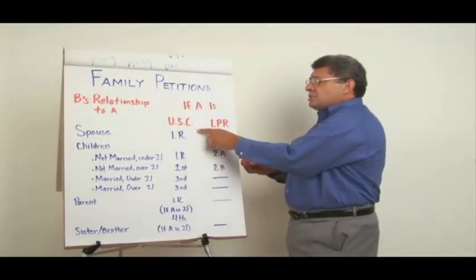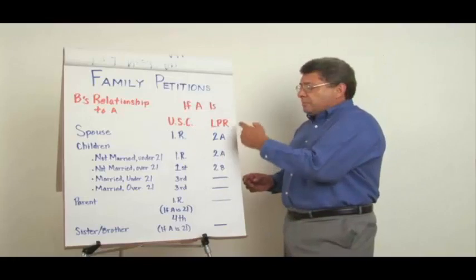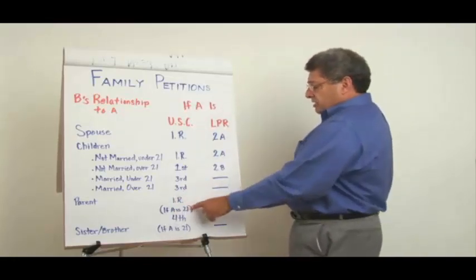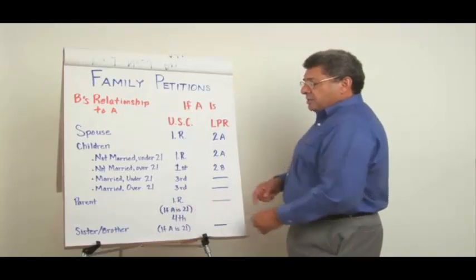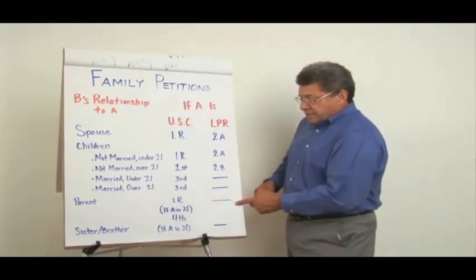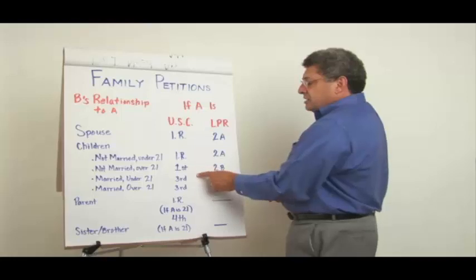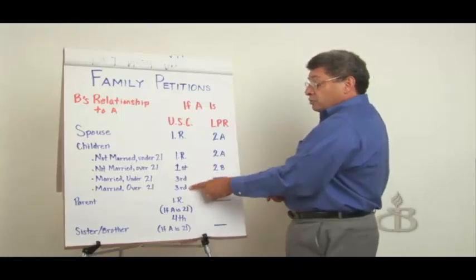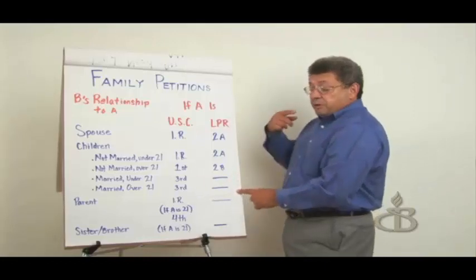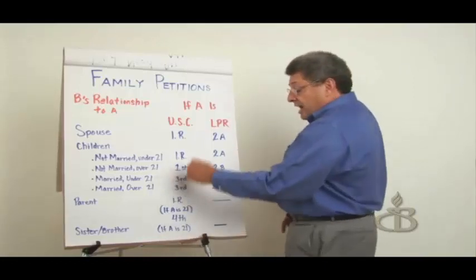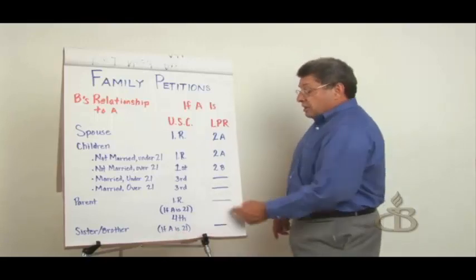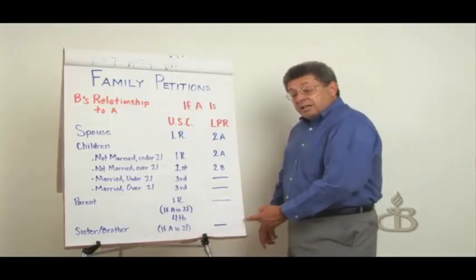A United States citizen can immigrate more family members than a lawful permanent resident. Preference given to the citizen. For instance, a United States citizen can immigrate their parent, a lawful permanent resident cannot. A United States citizen can immigrate a child that's married, whether they're over 21 or under, whereas a lawful permanent resident cannot. A United States citizen, brother or sister, can immigrate their brother or sister. A lawful permanent resident cannot.